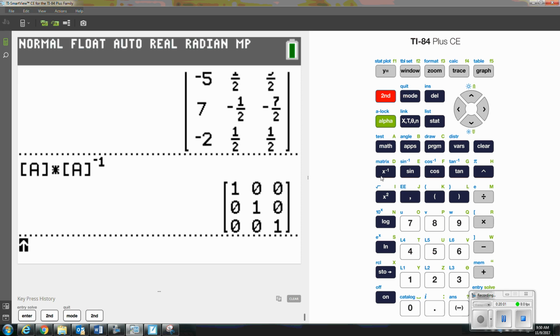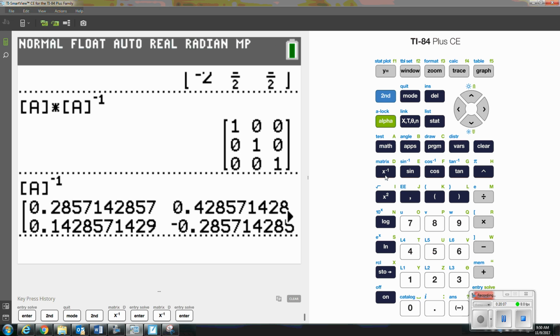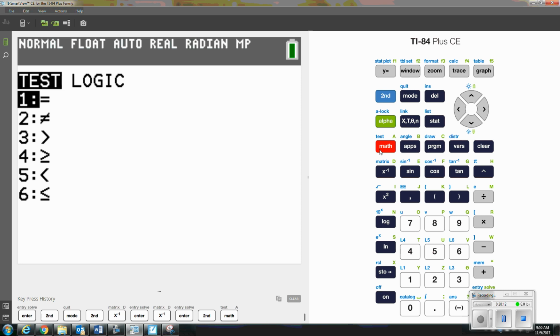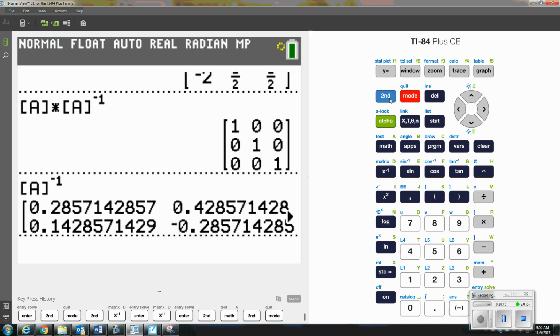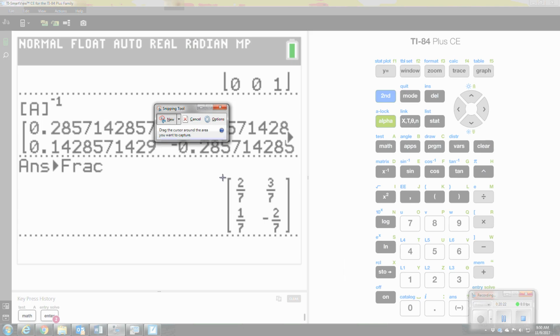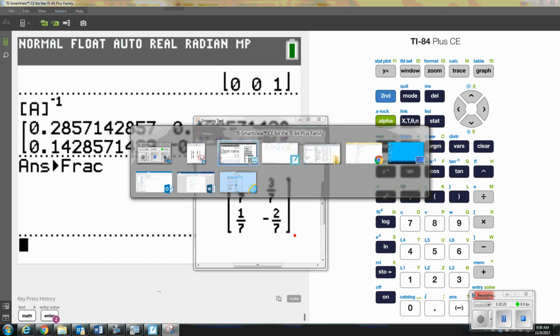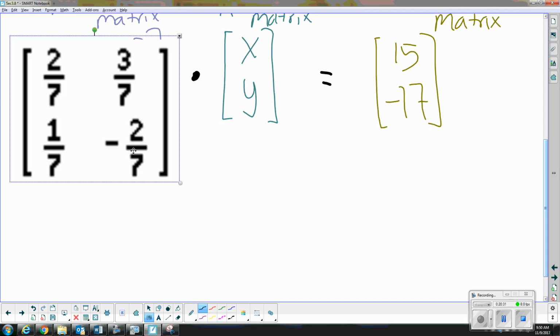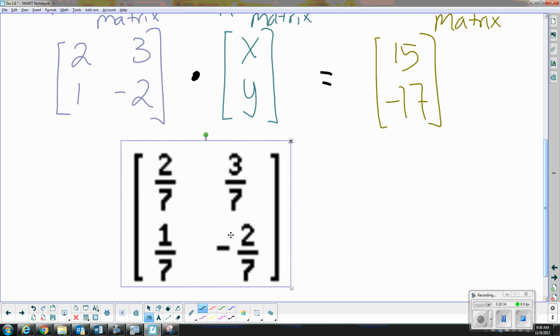So now let's select that matrix A and find the inverse of it. Okay, crazy decimal. We don't want decimal. We want a fraction. So math, enter, enter, and here's our fraction: 2 sevenths, 3 sevenths, 1 seventh, and negative 2 sevenths. Okay, so this is the inverse of A.